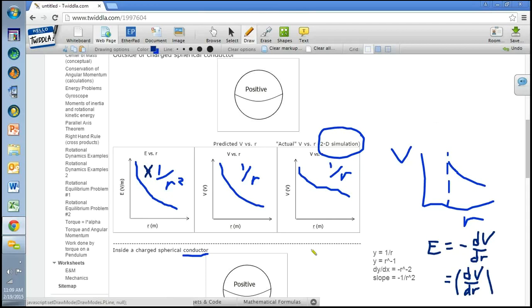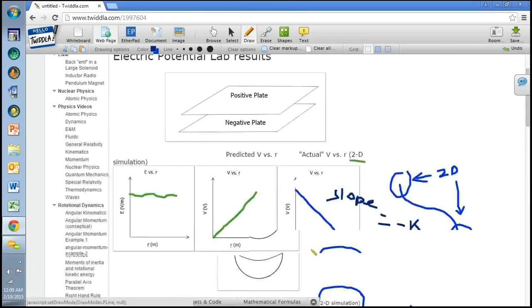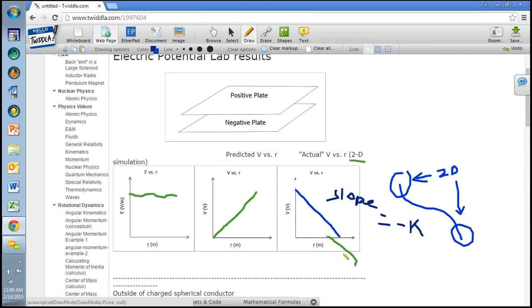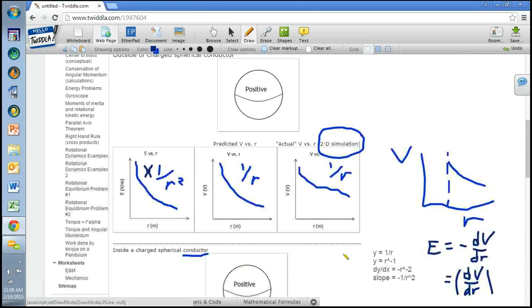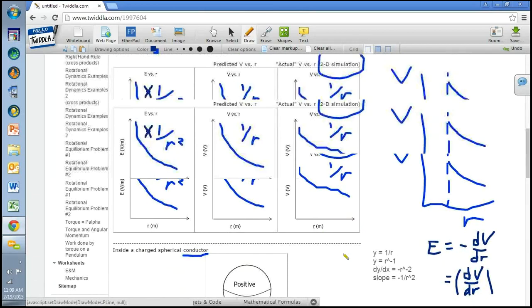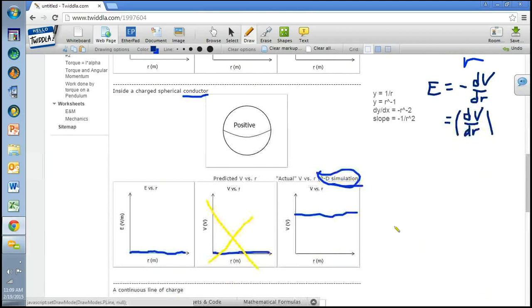Okay, so let's look at that a little bit more. Let's try it on this one here. What would be the slope of this graph here, the V versus R? The slope is going to be 0. So whether I do negative 0 or absolute value of 0, it's going to give me 0, right? So that doesn't help us.